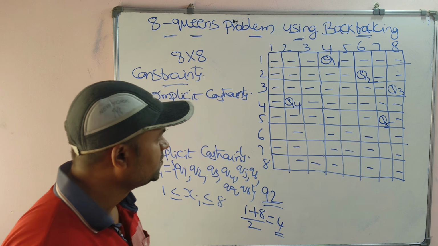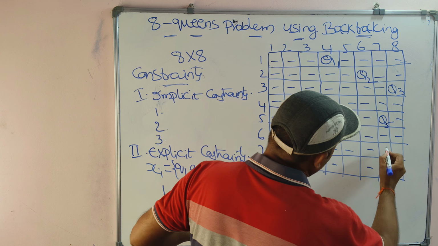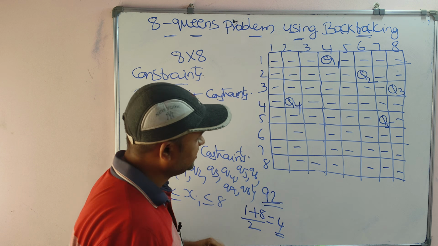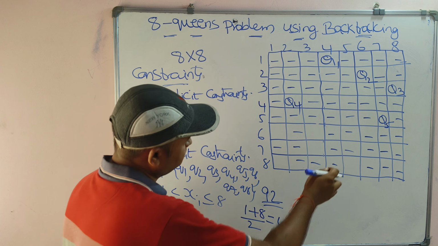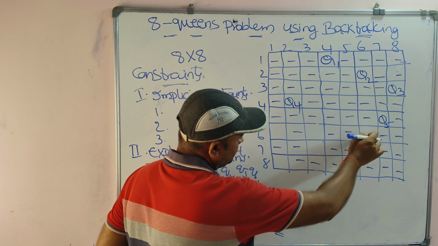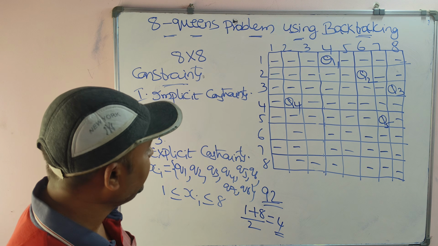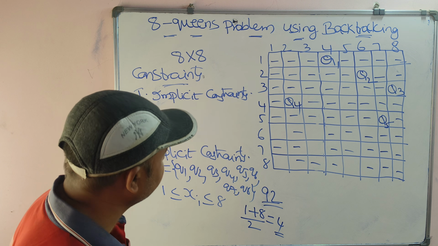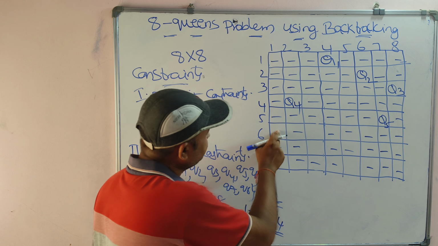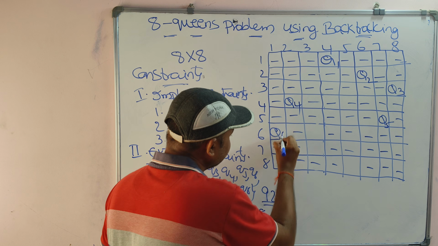So it is better to place queen 5 in this cell. Okay. We can't place another queen in the same row, same column. Next, same diagonal. Okay. Same diagonal. All are empty only. Next, let us place queen 6. Here this empty cell is nearer to this border. So let us place queen 6 here.